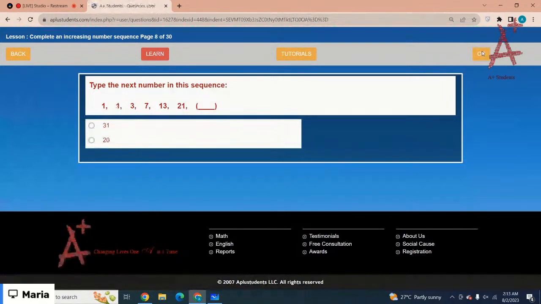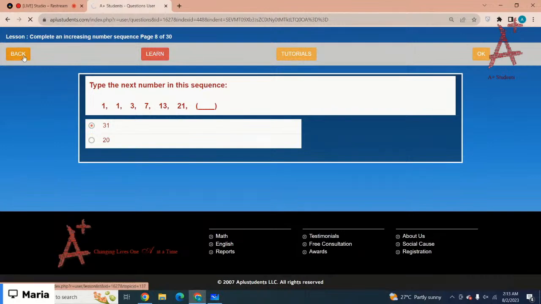Type the next number in the sequence 1, 3, 7, 13, 21. So which is the next one in the sequence? The next one is 31. You can see the pattern is increasing, so it would not be 20, right?